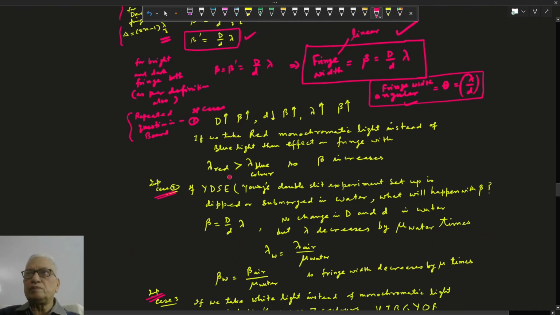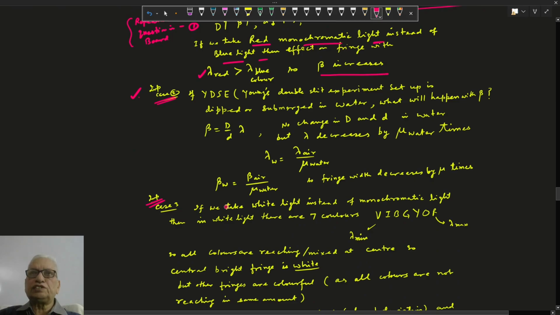If in this formula we increase D, beta will increase. If we decrease this small d, beta will also increase. If we increase lambda, that is the wavelength, this will also increase. Suppose we are taking red monochromatic light instead of blue light, then the wavelength of red color is more than the blue. So the wavelength is more, and beta increases here by taking the red color instead of blue color. This question comes very often, in YDSE, the Young's double slit experiment, YDSE in short.